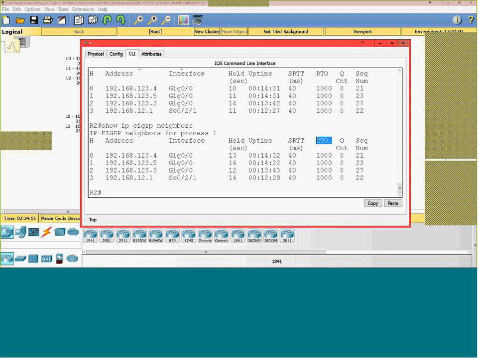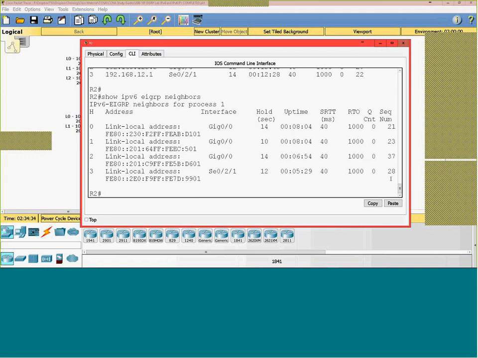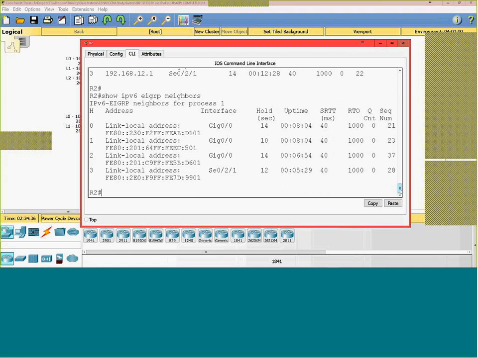So I have 4 EIGRP for IPv4 neighbors, and the command that I used to verify that was show ip eigrp neighbors. If I want to do the same thing in IPv6, show ipv6 eigrp neighbors. Now, what's cool about this is that the table represents exactly the same information. Host index, neighbor's address, interface I go out of to get to that neighbor, the hold time, the uptime, etc.